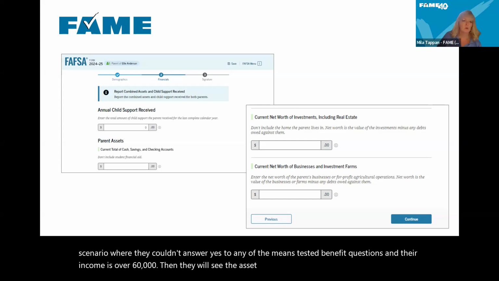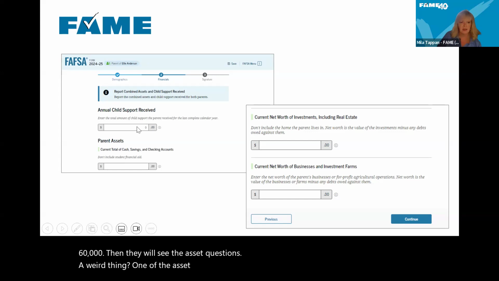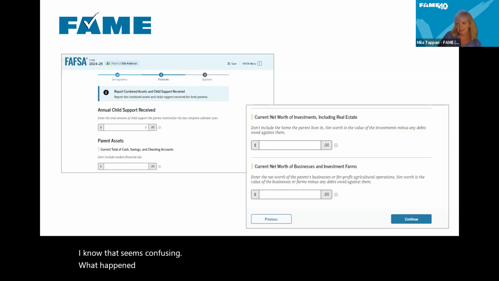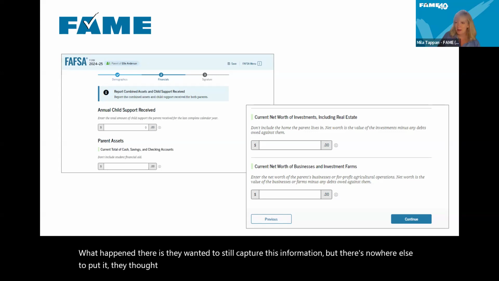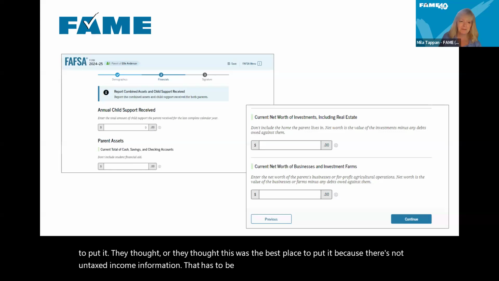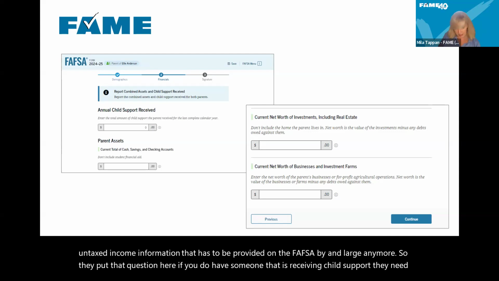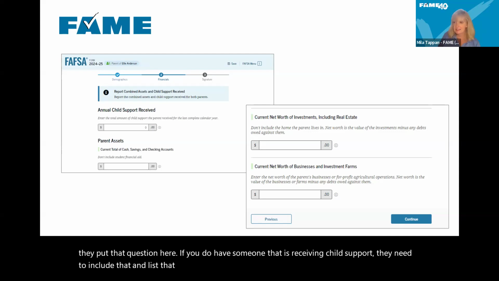A weird thing, one of the asset questions that's first asked is, was there any child support received? I know that seems confusing. What happened there is they wanted to still capture this information, but there's nowhere else to put it, they thought this was the best place to put it because there's not untaxed income information that has to be provided on the FAFSA by and large anymore. So they put that question here. If you do have someone that is receiving child support, they need to include that and list that here, and they need to list it for the last tax year that they received it.